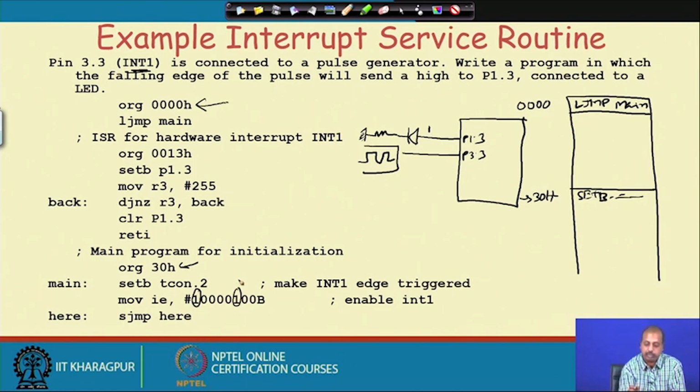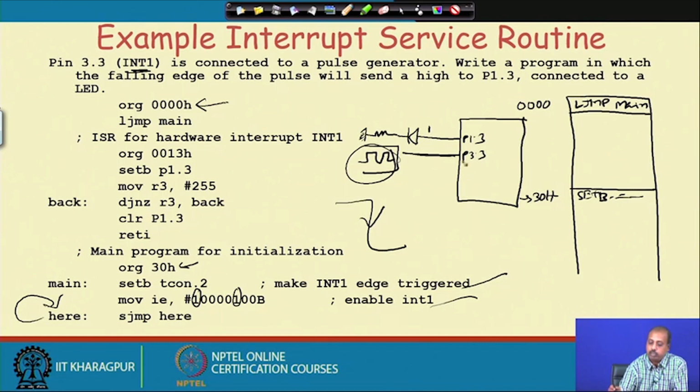So, in the main program we just select the type of interrupt 1, and we enable the interrupt 1 line, and then the main program waits in an infinite loop, SJMP here, because it has got nothing more to do. From the outside world these pulses will be generated, and whenever the edge triggering low to high transition occurs, the processor will get an interrupt.